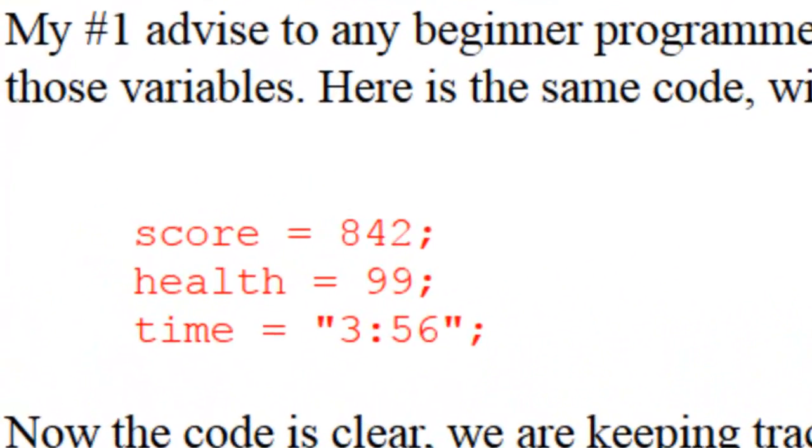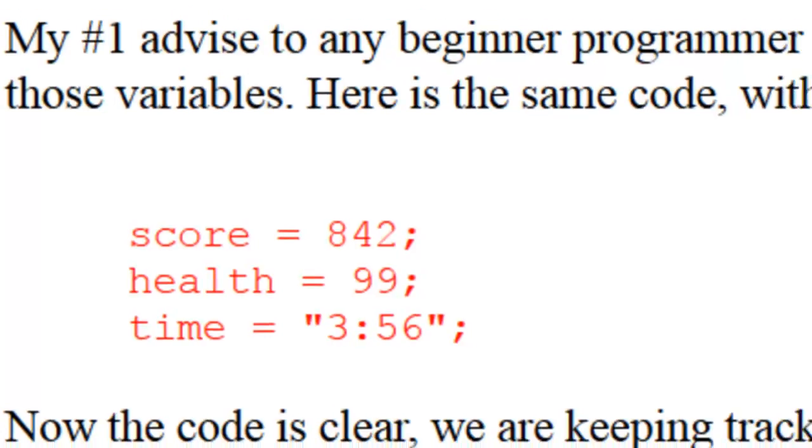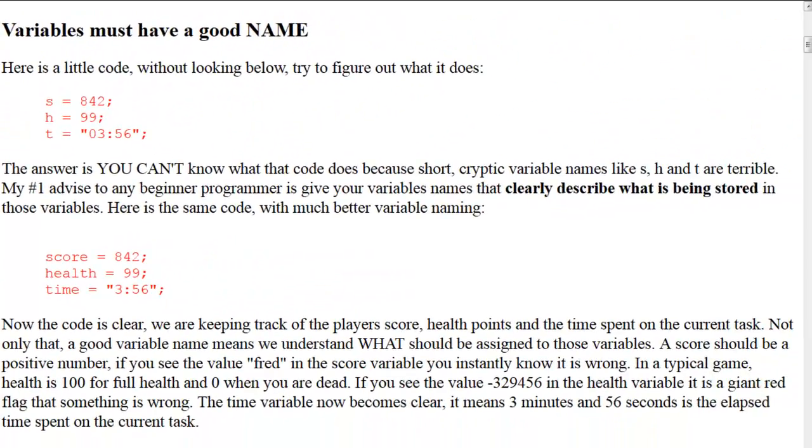Score equals 842. Health equals 99. Time equals 3:56. Now the code is clear. We're keeping track of the player's score, health points, and time spent on the current task. Not only that, good variable names mean we understand what should be assigned to those variables. A score should be a positive number. If you see a value like Fred in the score variable, you know instantly that it's wrong.